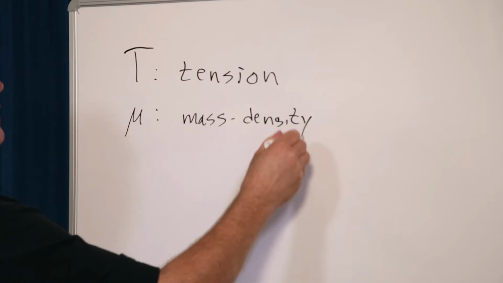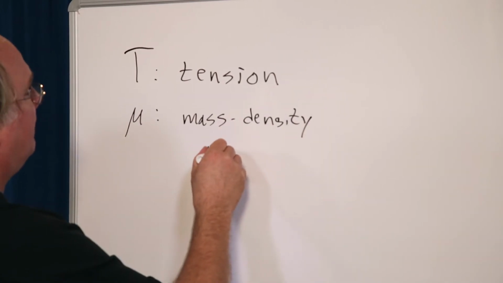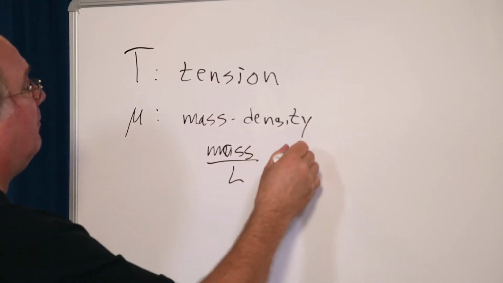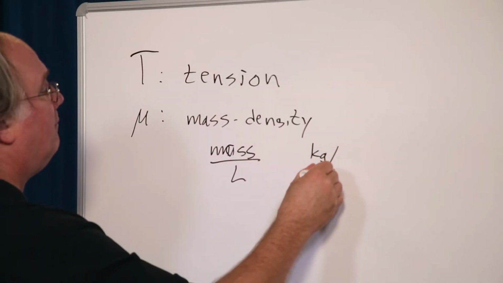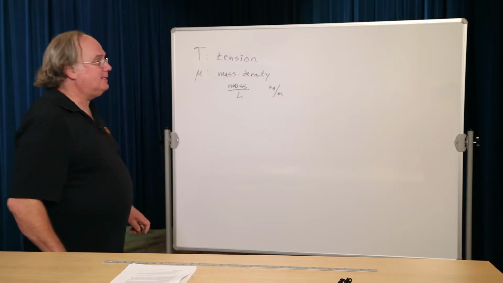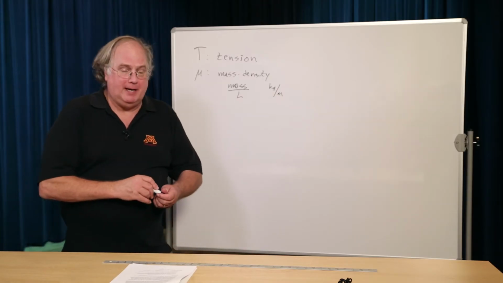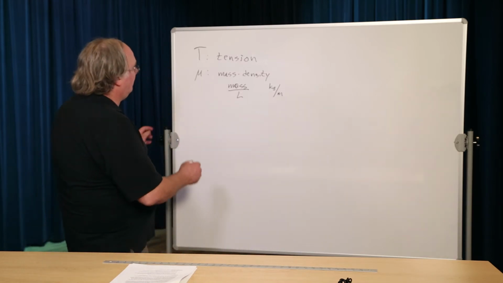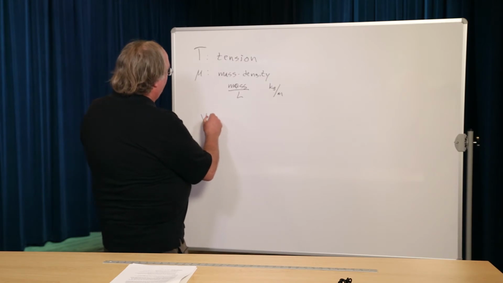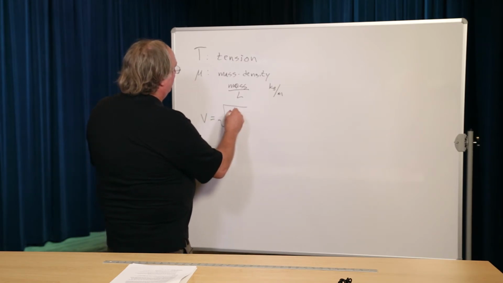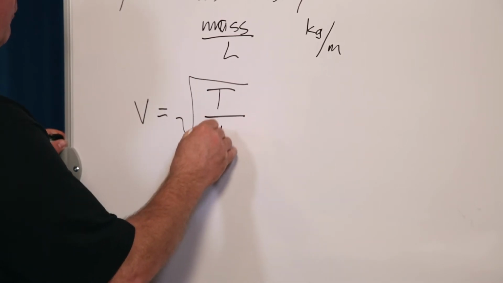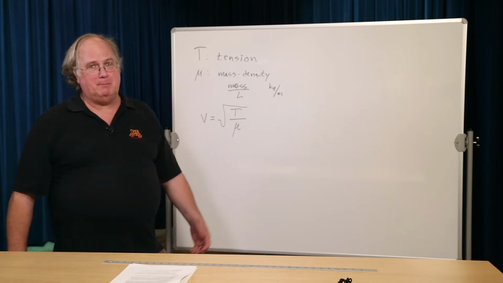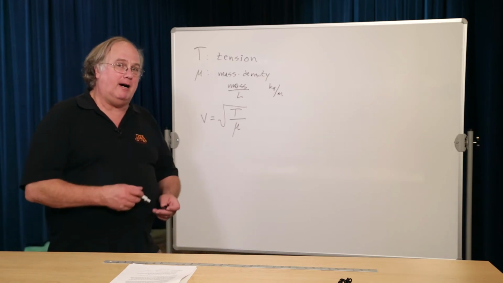Mass density is just the mass of the whole string divided by its length. So you wind up with something in kilograms per meter for mass density. Now, by changing these things, you can change the velocity of a wave. The formula turns out to be that v equals the square root of T over mu. Now, where can you see this happening? Well, probably the best place to look at it is in a guitar.